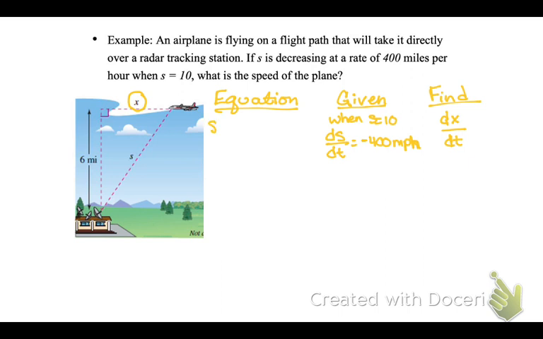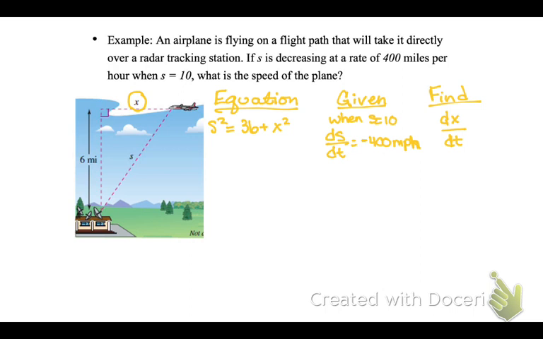S. S squared equals 6 squared plus x squared. So what is 6 squared? 36. 36 plus x squared. This is weird. 6 times x.